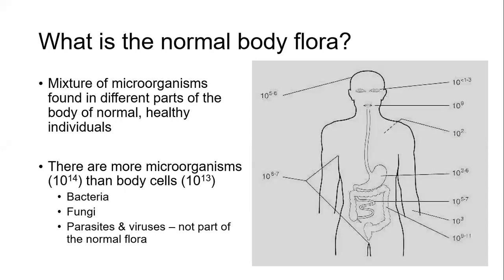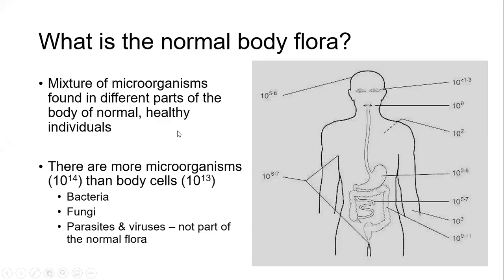Now, we know we have about 10 to the power of 13 body cells. And what has been found is that there are more microorganisms than body cells. So about 10 to the 14 of microorganisms. And this is mainly bacteria and fungi. There are individuals who say that viruses form part of the normal flora, but again, some people tend to not agree with that. And so parasites and viruses are not broadly classified as part of the normal flora.